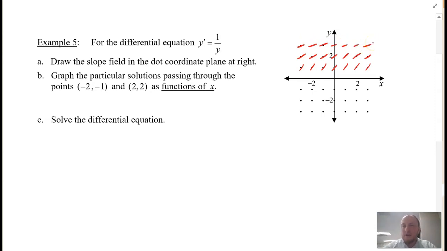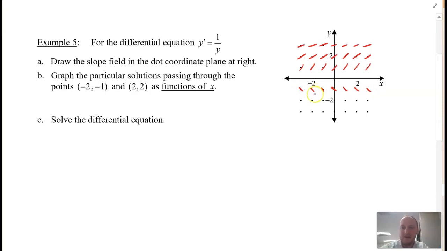And then similarly, at 0, actually, I don't have dots there. 1 over y, I can't do that. That's non-differentiable. The world will blow up. Can't do that. How about -1? 1 over -1, well, it's -1. So these look something like this. All right, that's a slope of -1.